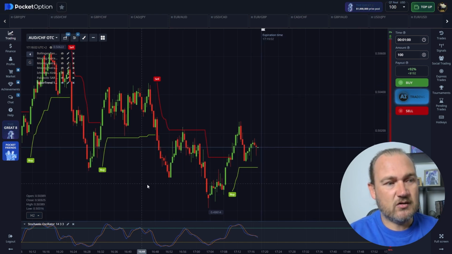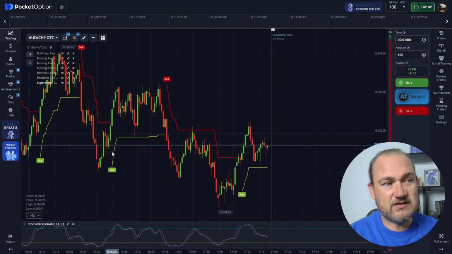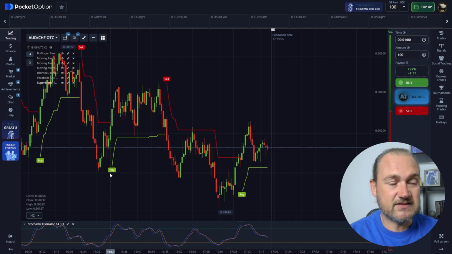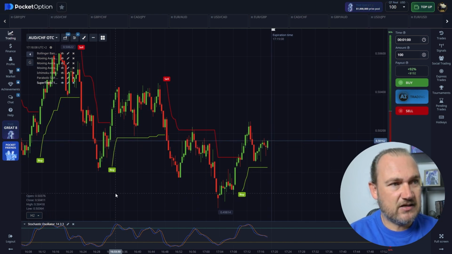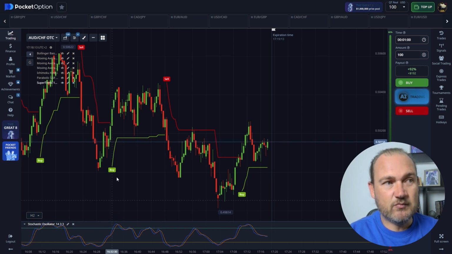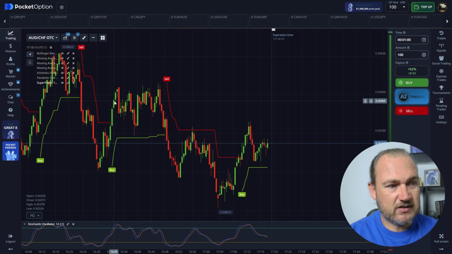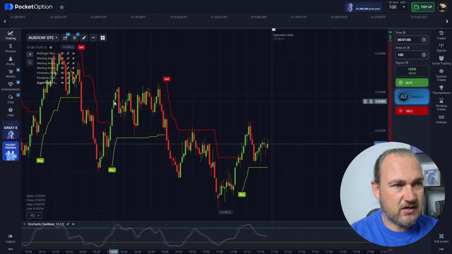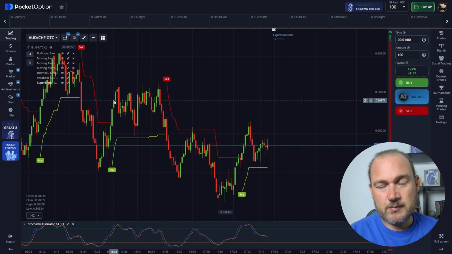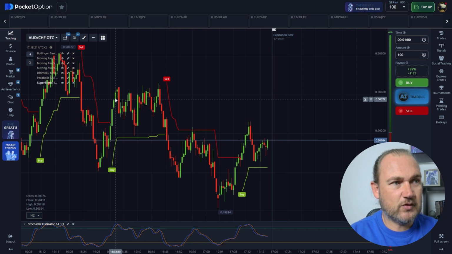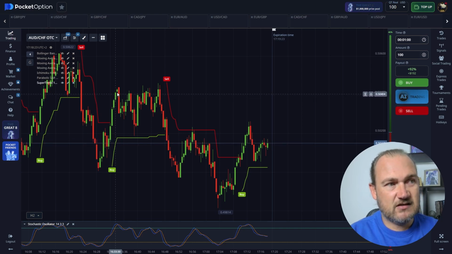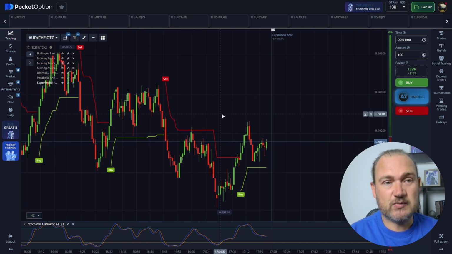And when the SuperTrend is below price, when the line is green, then we're going to look for a spot where the stochastic is crossing over into the overbought zone. So in this case, that would be the candle there. We have a cross there. And if we took a buy trade on the close of this candle for 1 minute, because it's 30 seconds, that would have been a good trade as well. So that's what we're going to be looking for.